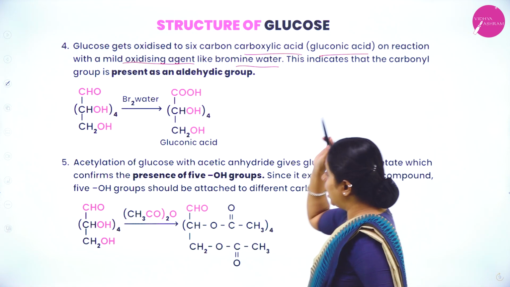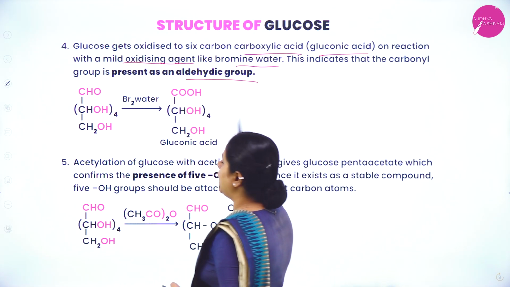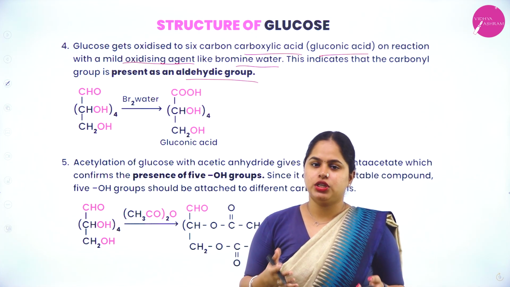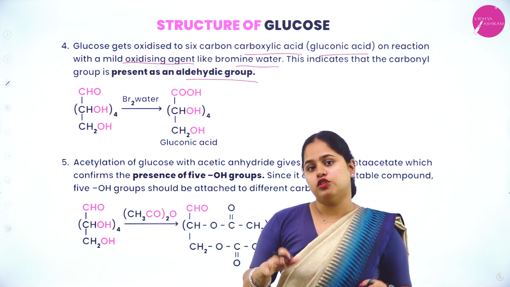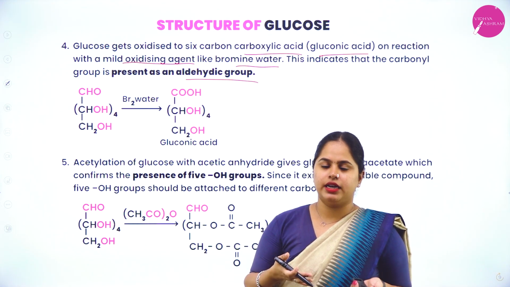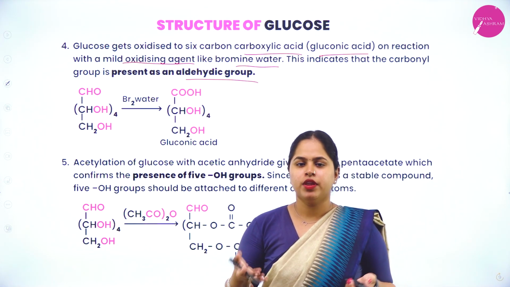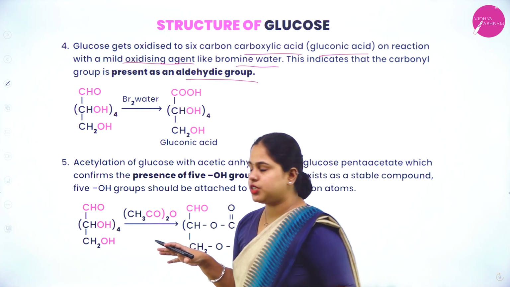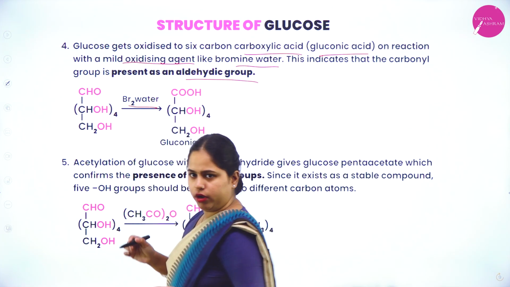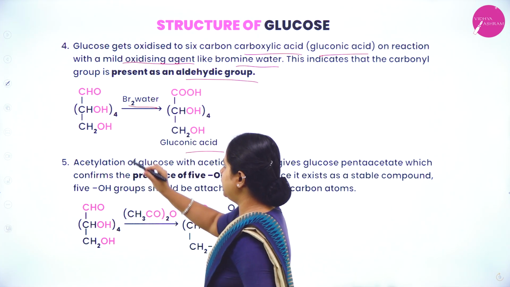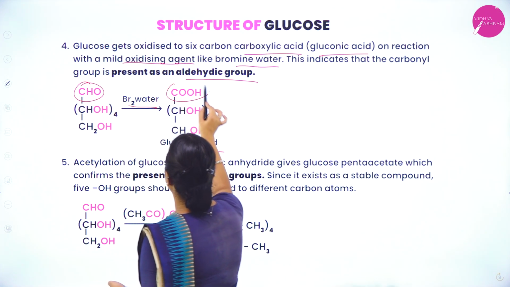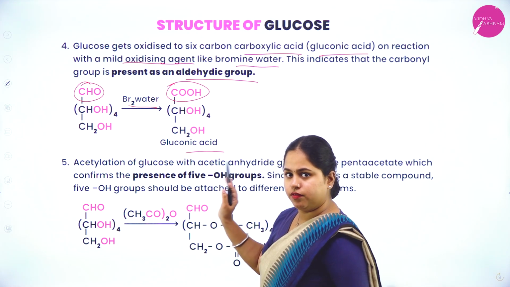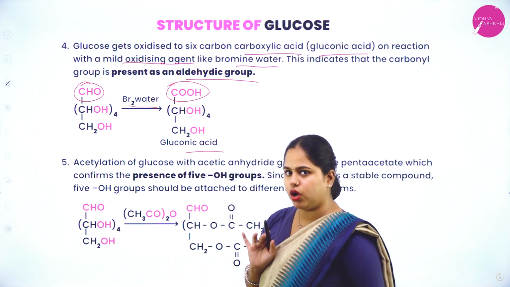This indicates that the carbonyl group which is present is an aldehydic group. Okay, so we know that aldehydes undergo oxidation in the presence of a mild oxidizing agent to form carboxylic acid. We have studied this in the aldehydes, ketones and carboxylic acids chapter. So when glucose was taken and bromine water was added, we got gluconic acid. That means this aldehyde got converted into carboxylic acid.